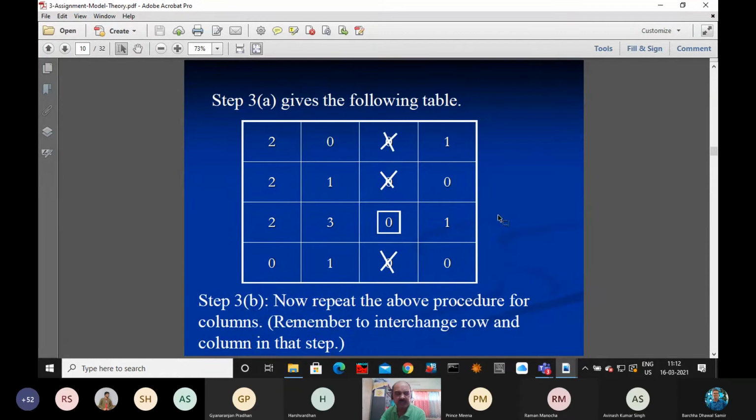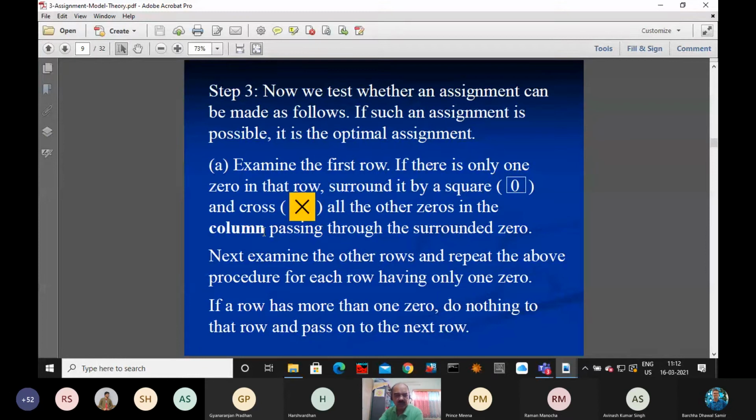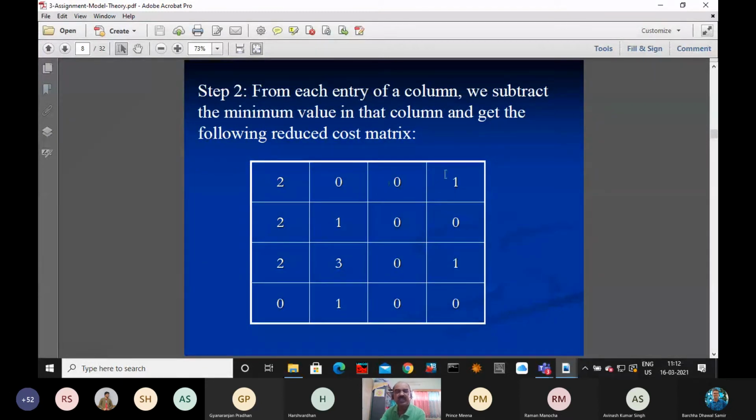The assignment matrix. Let me say you are selecting the third row. Why select the third row? The row which has only one 0 should be selected. Even if there are two, we'll see: if every row has exactly 2 zeros or every column has exactly 2 zeros, then there is a rule that we'll also discuss.